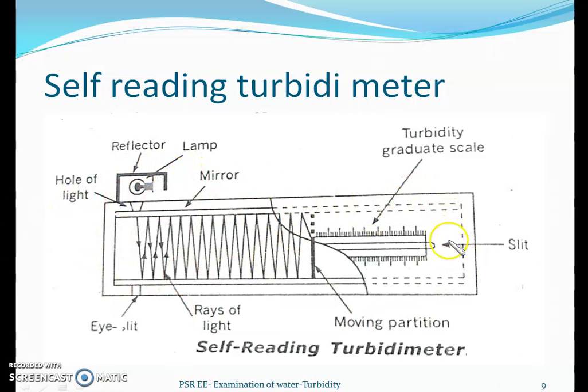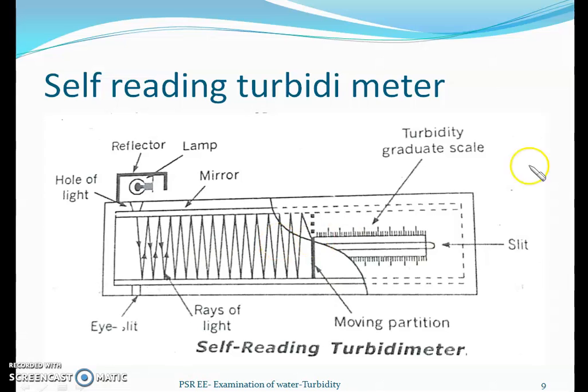A steel box, or galvanized steel box, is available. In this there is a light fixed here, this is the lamp, and this is a reflecting glass, and here is a hole through which the light passes onto the sample. Then these two are the mirrors, and this is the eye slit to watch. This is a movable portion. One slit is the standard, and this is the moving portion of the slit, and this is the turbidity graduated scale, which we can read directly.